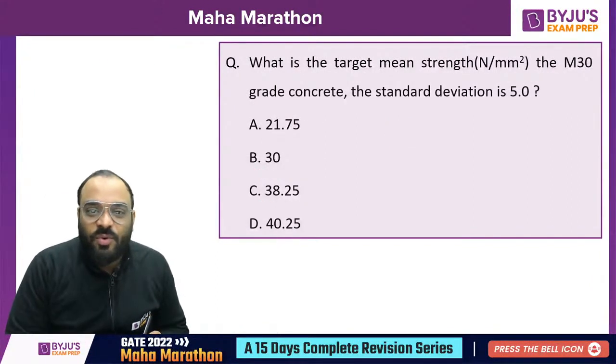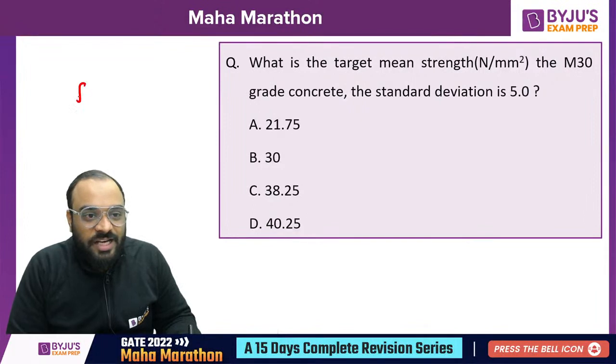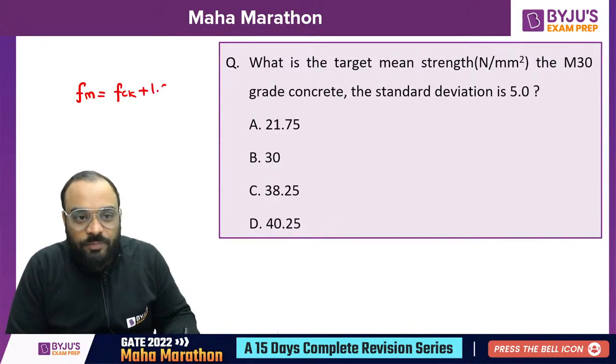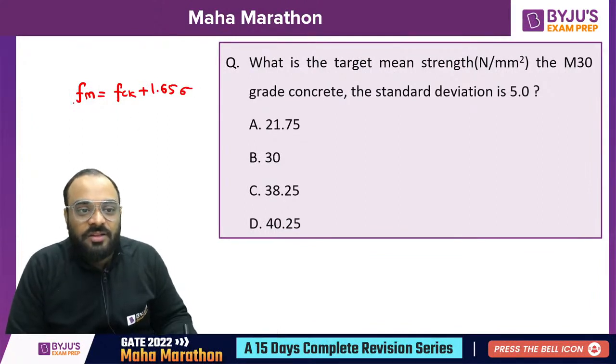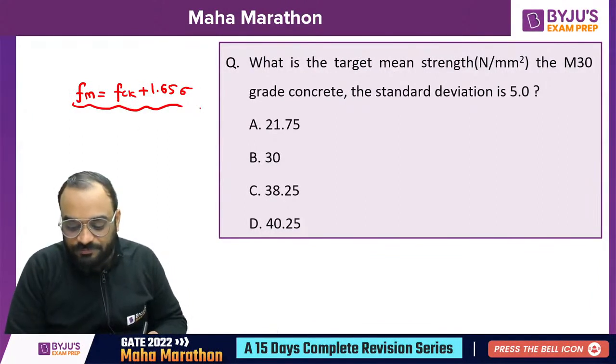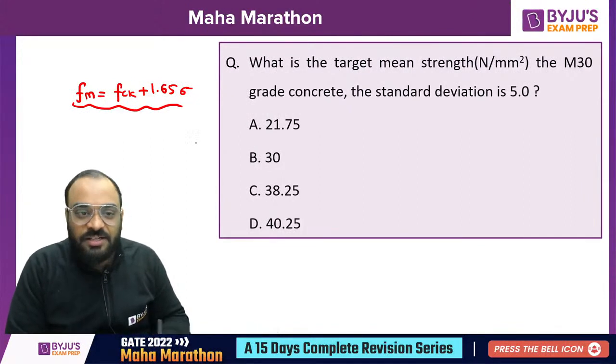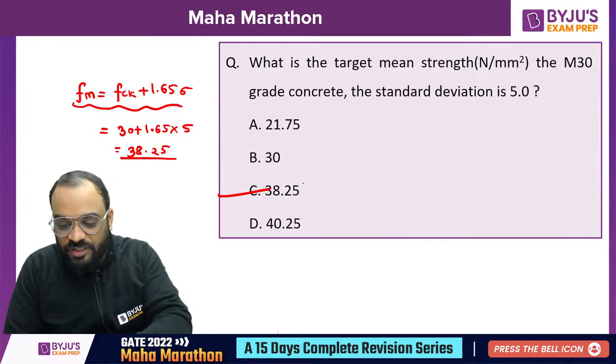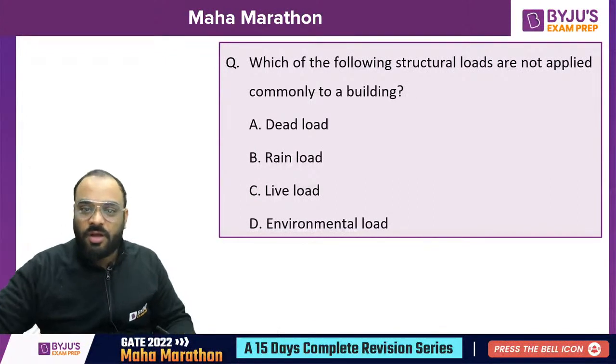D is the correct answer. Next question. What is the target mean strength for M30 grade concrete? FM value is equal to FCK plus 1.65 into sigma. Now tell me guys, what will be the answer for this problem? 38.25. FCK is equal to 30, 1.65 multiplied by sigma. Sigma is equal to 5. So how much are you getting? 38.25. C is the correct answer for this problem. Very good.